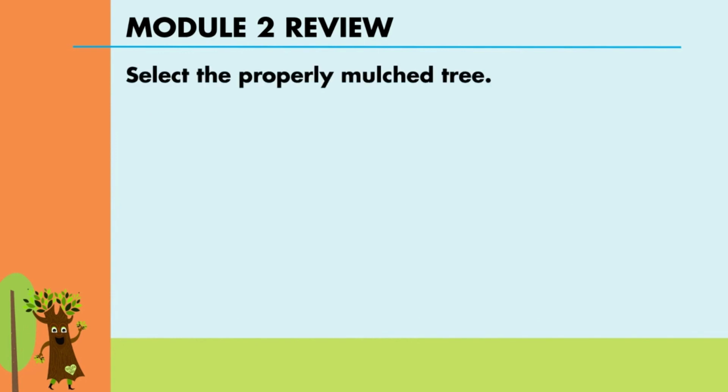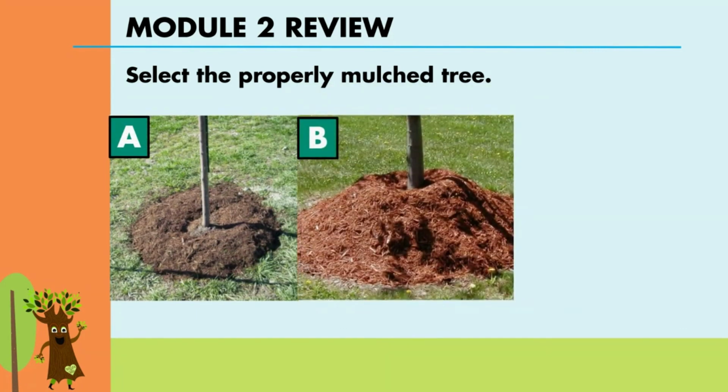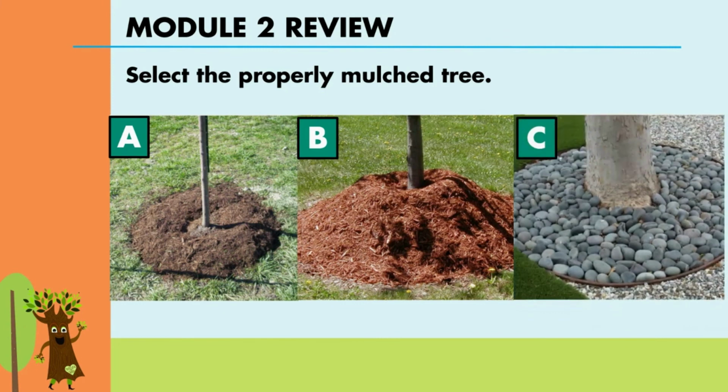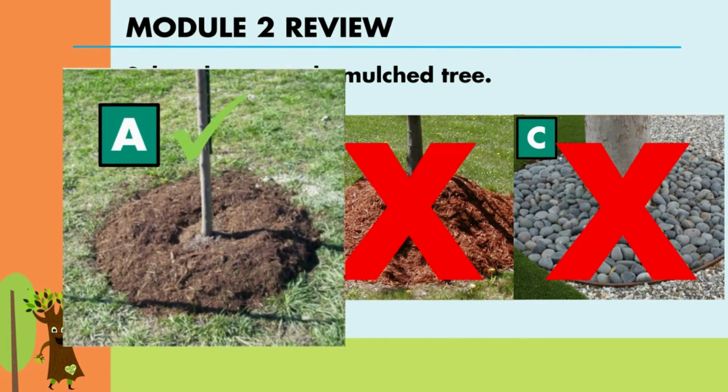Now, select the properly mulched tree. In A, we have a mulch donut, B, a mulch volcano, and C, rocks over the root zone. If you chose A, you're right. Mulch following the 3-3-3 rule. You're on fire!